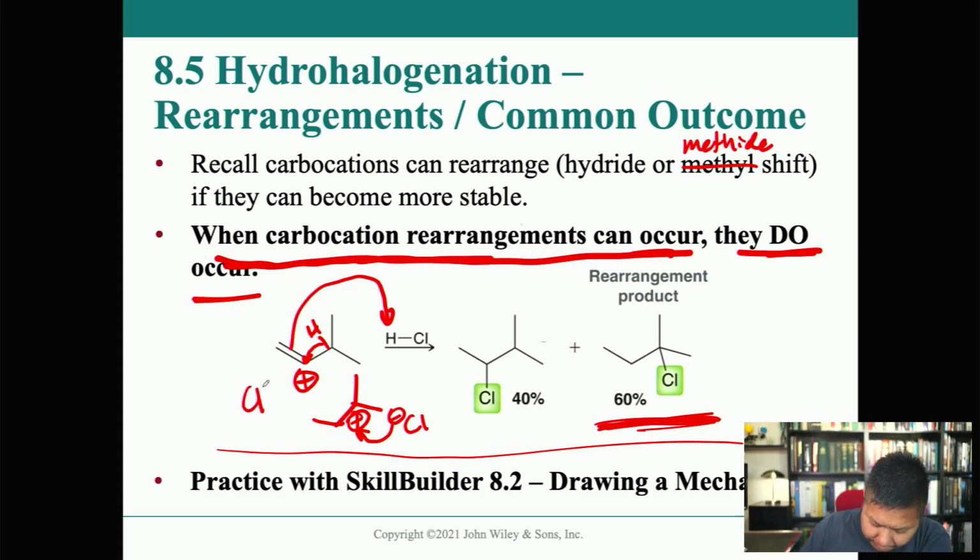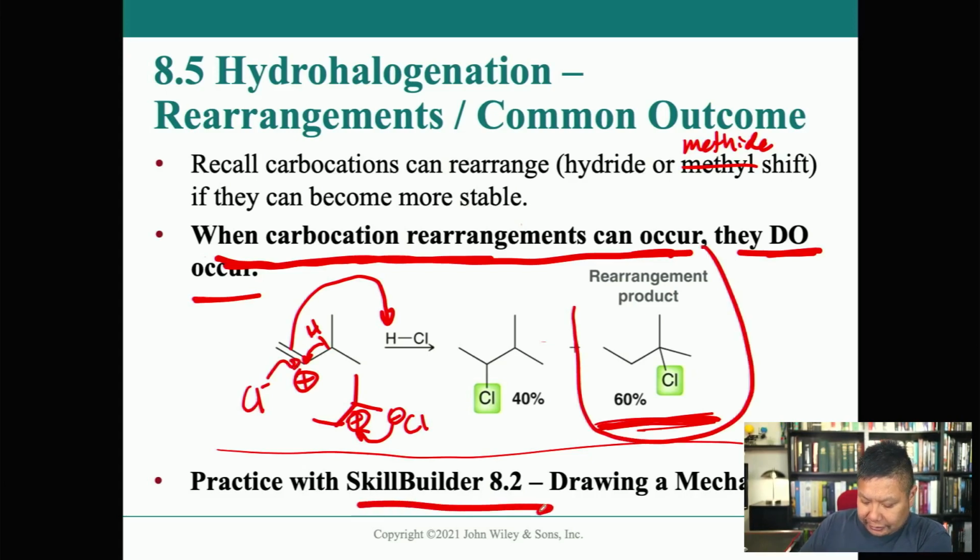If the chloride had gone and attacked over here, right? Okay, 60%. Skill Builder 8.2, drawing mechanisms on Wiley Plus. I'll meet you there. No, I'm just kidding. I'm not going to be there. But I encourage you to go there by yourselves.